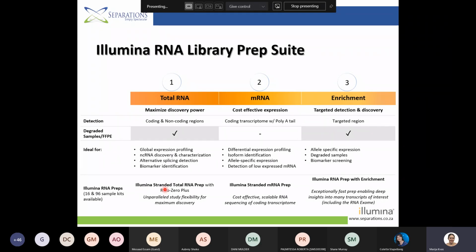And that would be our Illumina stranded total RNA prep. Then we have mRNA if we are interested in looking only at coding genes. So we would employ those poly T beads to pull poly A tails, so those mature mRNAs. Everything else we throw away. So we are only left with mature mRNA, which will then be translated into a protein. That's why it's a coding transcriptome.